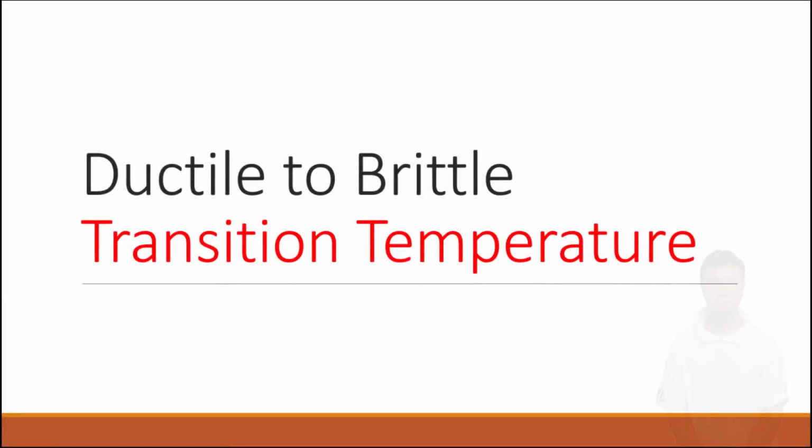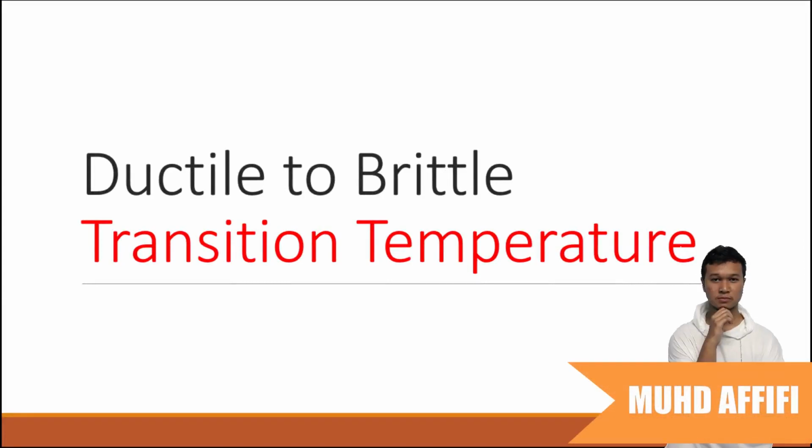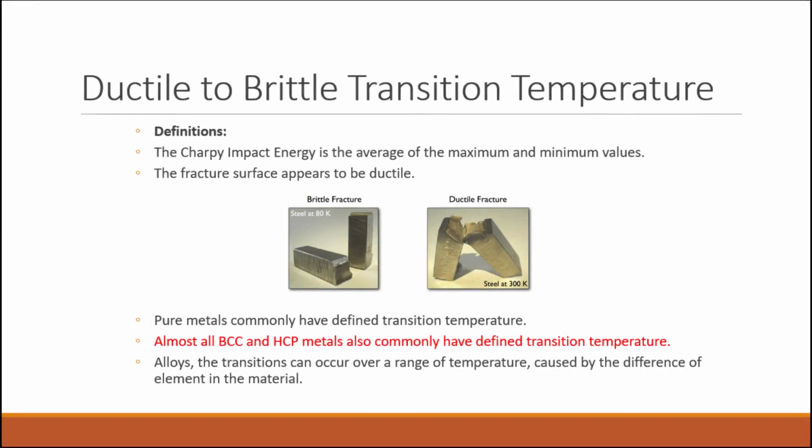So, my name is Muhammad Afifi. I will explain the ductile to brittle transition temperature. By definition, the Charpy impact energy is the average of the maximum and minimum values. The fracture surface appears to be ductile. Pure metals commonly have a defined transition temperature. Almost all BCC and HCP metals also commonly have a defined transition temperature. In alloys, the transition can occur over a range of temperatures caused by the difference of elements in the material.